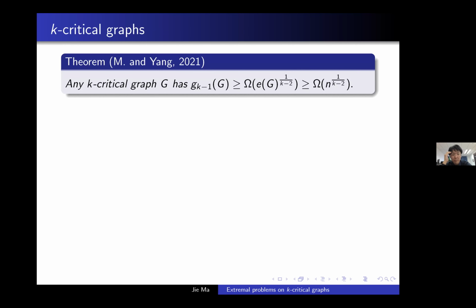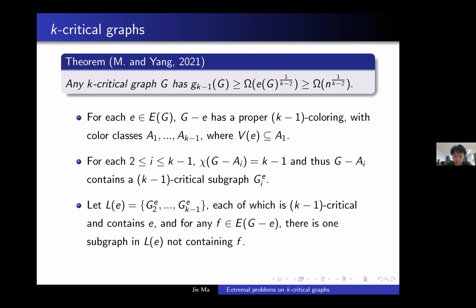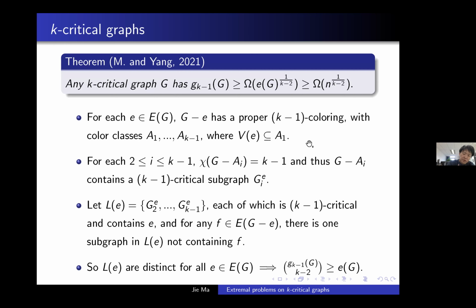With Tianchi Yang, we managed to improve this. We proved that the g_{k-1} function is at least n to the power 1 over k-2. So here is the proof. The proof needs just a few lines. Take an edge and delete it, and we play the same trick as when we proved the key lemma.